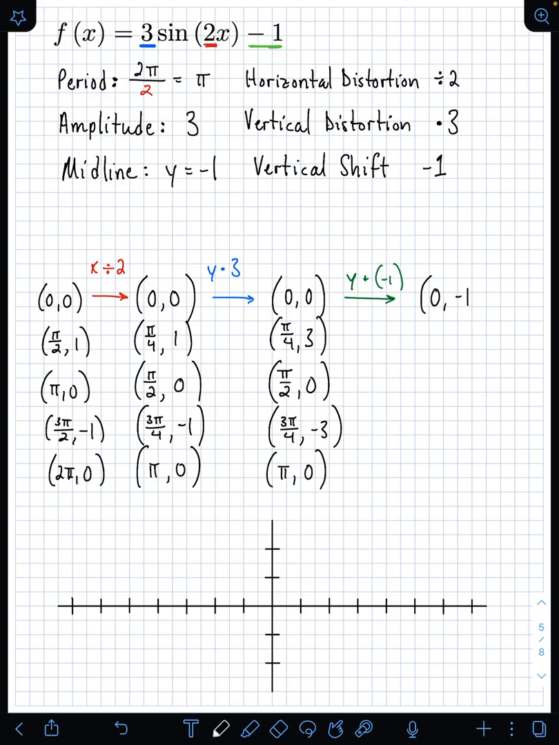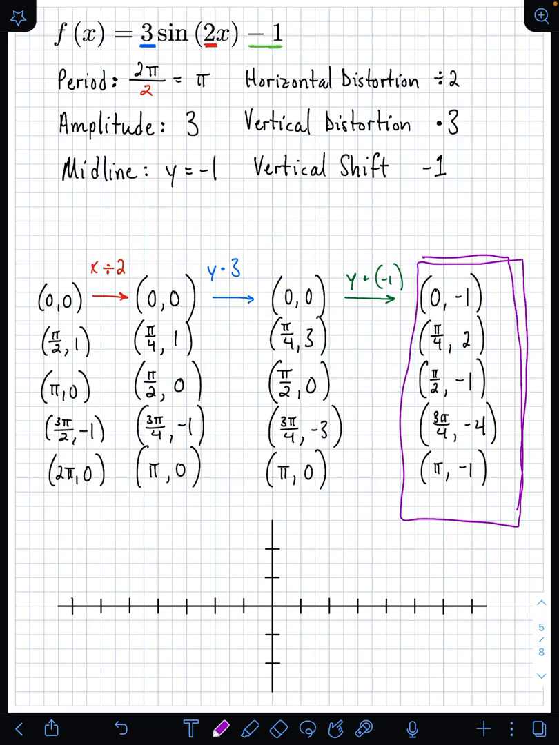So our midline is now -1. Then we go 3 spaces above that, which would peak us out at 2. And then back to our midline, -1. And then 3 spaces below it, and then back to our midline. Now, that accounts for all of the operations and therefore all of the transformations. That means that these points here are the 5-point summary for our transformed function, which means we can plot those points and get the appearance of this wave.